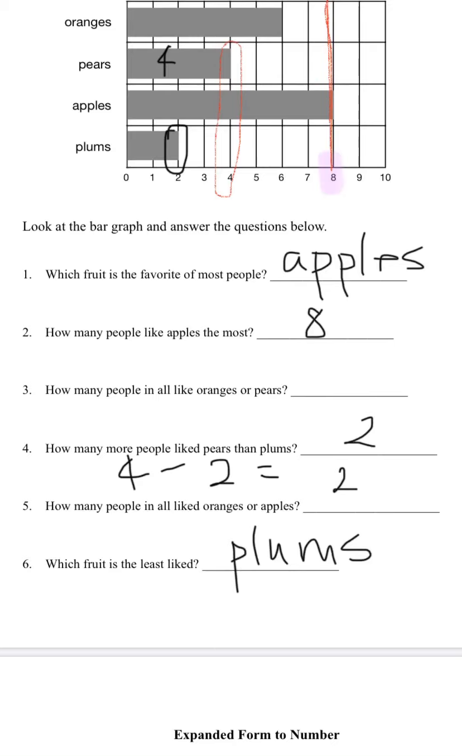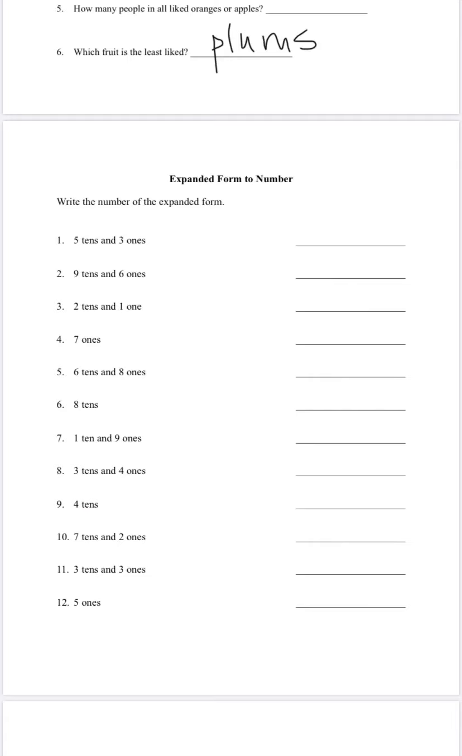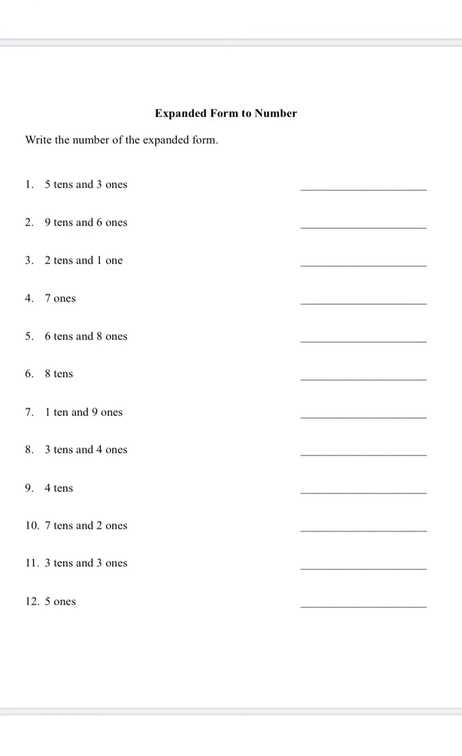Okay, now let's try the next page. Expanded form to number. Write the number of the expanded form. So 5 tens and 3 ones. So when we have tens, that means that we have 10 dots. 5, 6, 7, 8, 9, 10. And ones, that means we have 1. So 5 tens and 3 ones means that we have 5 of these and 3 of these. So we're going to have 53.